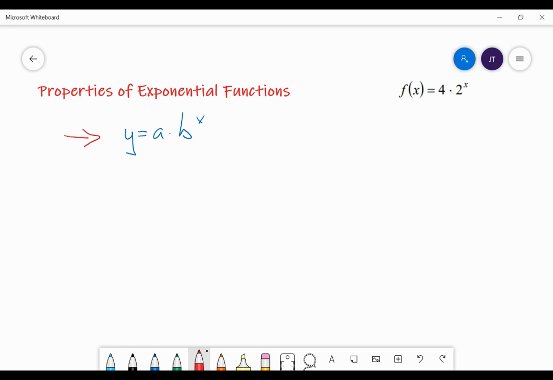That's our basic form of exponential function. y equals a times b to the x power. Anytime you see this, and I'm going to go over an explanation first, and then we'll see it with some examples, every time you see this, your a, that's what we're going to call your starting point.